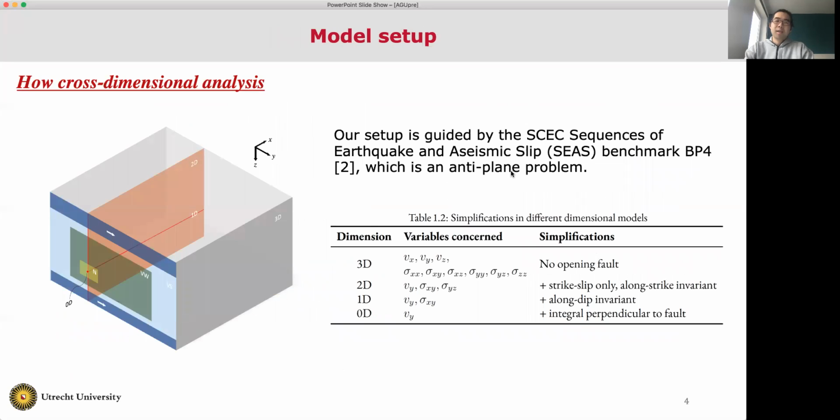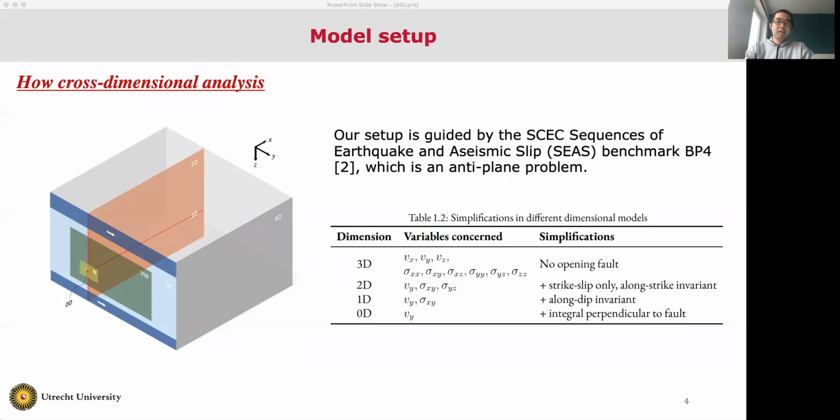This is our model setup. This setup is guided by the SCEC SEAS benchmark, the Sequences of Earthquakes and Aseismic Slip benchmark. We use the BP4 setup for our 3D setup and simplify this to 2D, 1D, and 0D in the end.